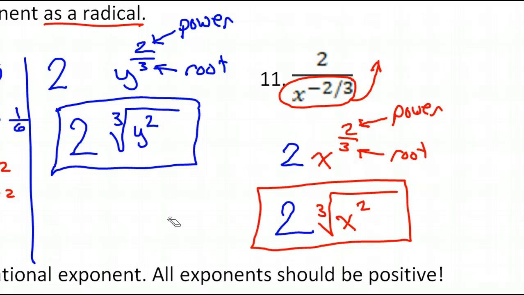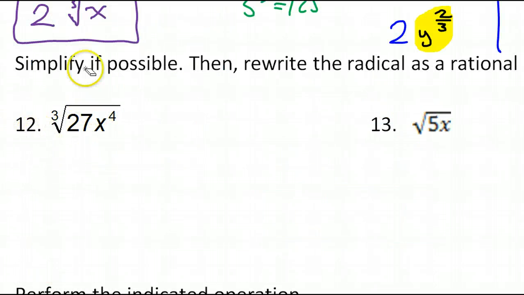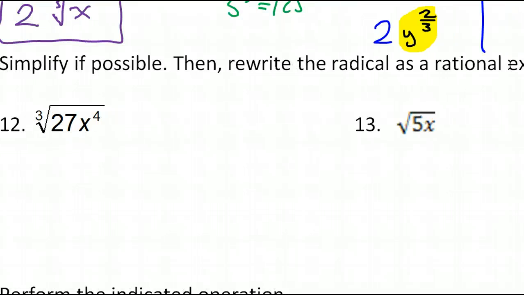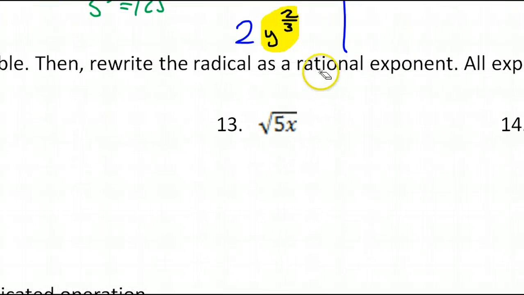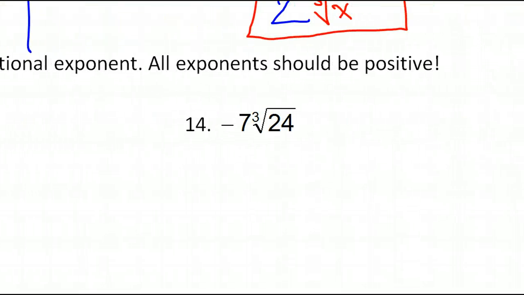Okay, good job. Alright, for number 12, we switch gears. We're still simplifying, but then we need to rewrite as a rational exponent. That means like with fractions, no radicals. All exponents should be positive. Okay, that's a given.